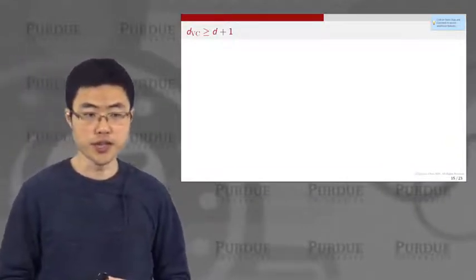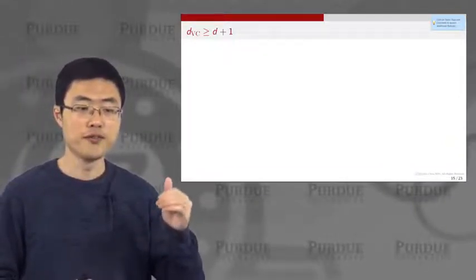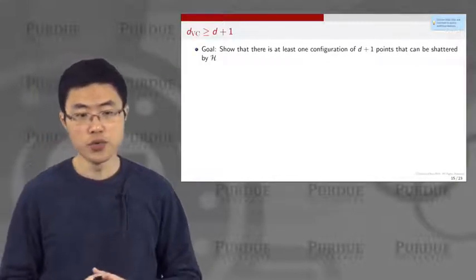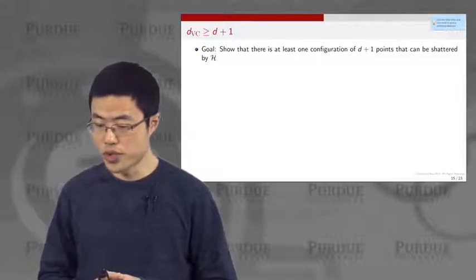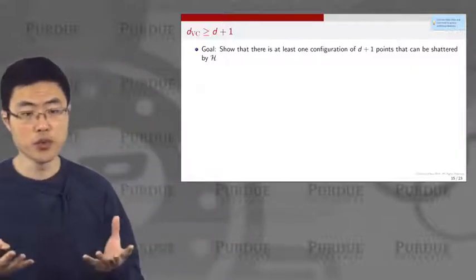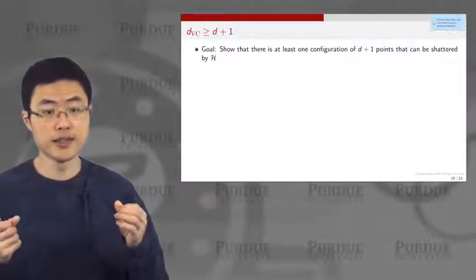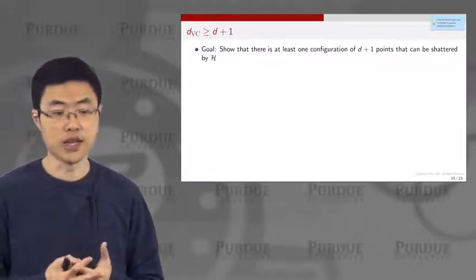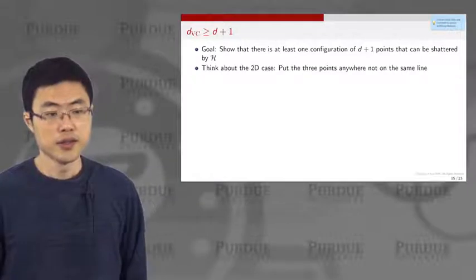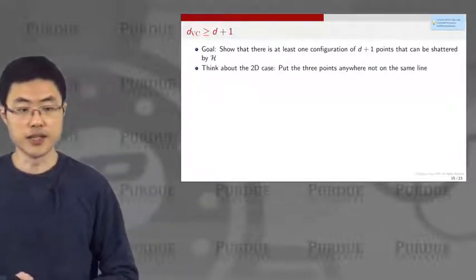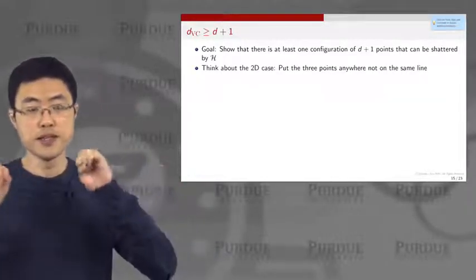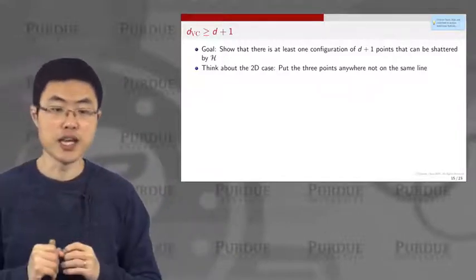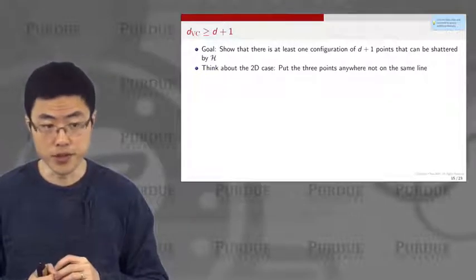Let's first look at the first case, where I want to show that the VC dimension is at least d plus 1. So what can I do? Well, what I need to do is come up with a configuration that has d plus 1 data points and that can be shattered by H. So let's think about the 2D case. If you put the 3 data points anywhere, not on the same line, we will be able to shatter all these 3 data points.